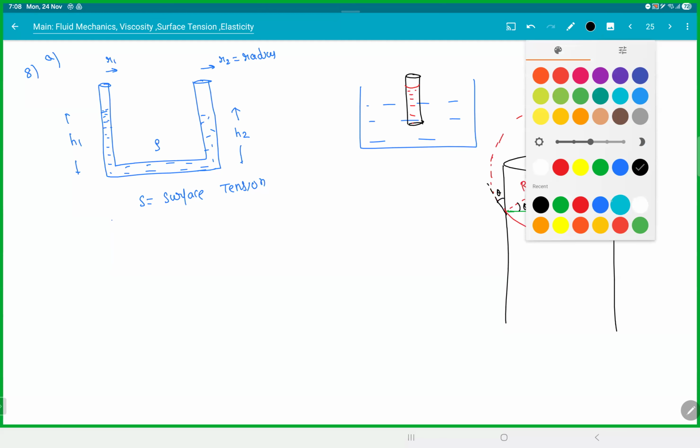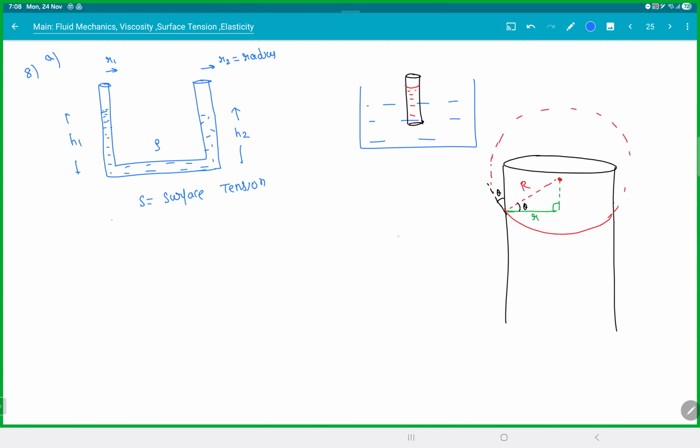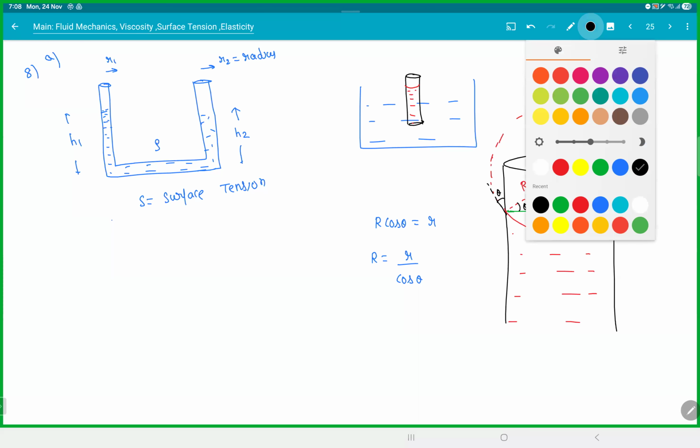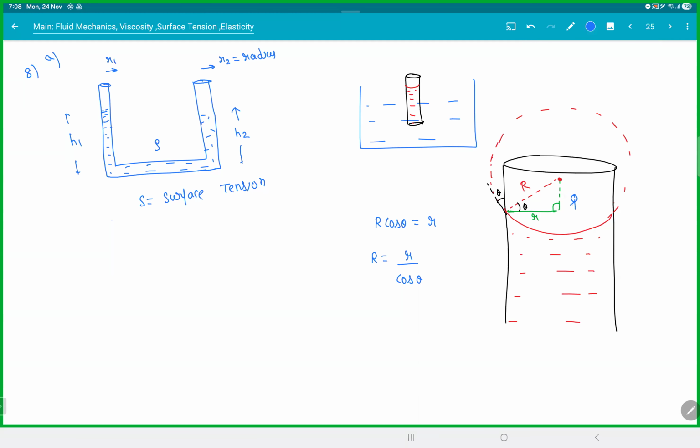So sometimes they'll ask you to find the radius of curvature of the meniscus. It's not small r. R cos theta is equal to small r. So the radius of curvature is actually small r by cos theta. The theta is the contact angle. Now when you have the liquid here, a person who is standing here, if you ask him, he will say, I'm inside an air bubble. That is what he will feel.